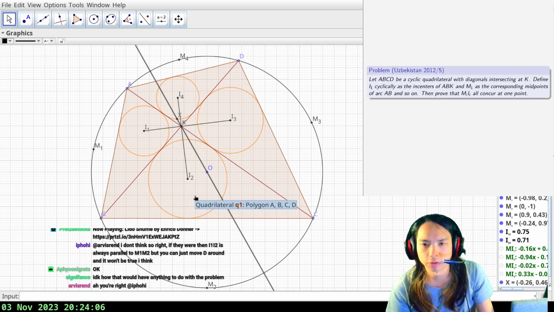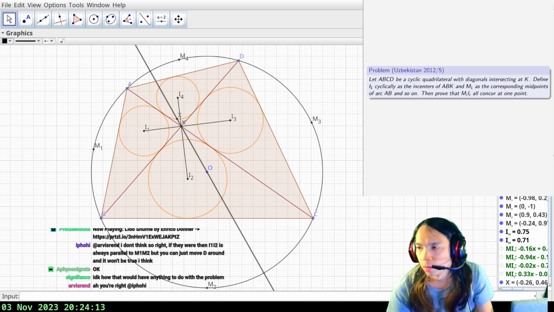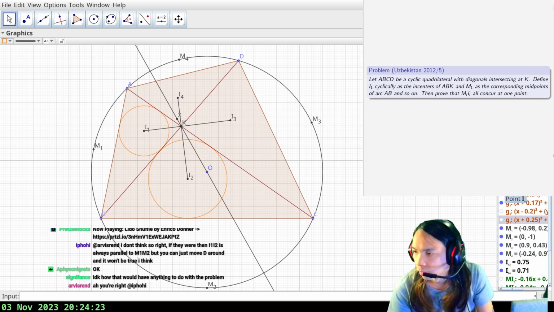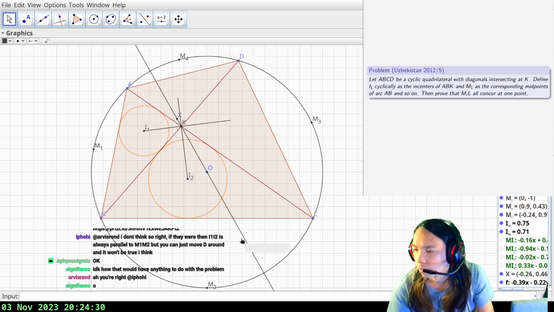So I think the upshot of the OK observation is that I can hide half of the stuff in the picture, I want to say. Like I hide I3, I4. And just focus on showing that M1, I1, and M2, I2 meet on the line OK. Which I will.